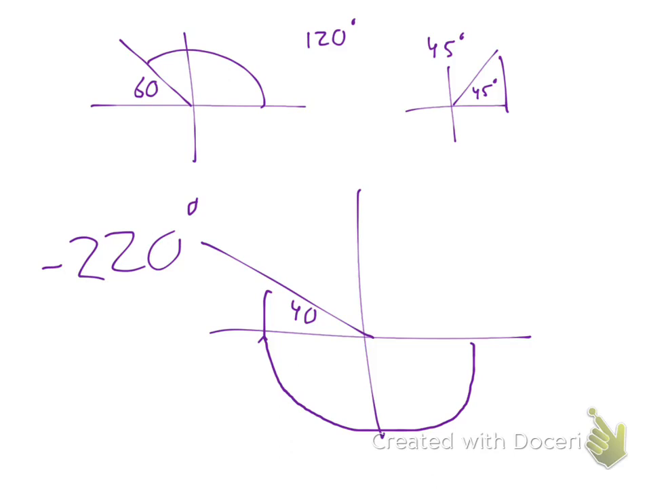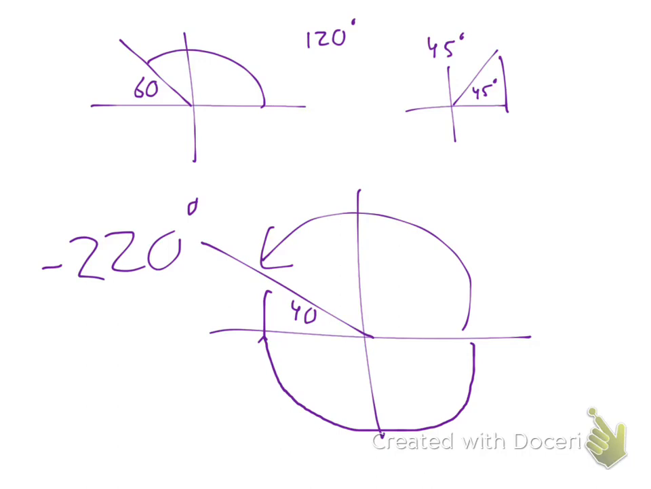40 is the reference angle to negative 220. I do believe, and I'm not 100% sure, did we talk about coterminal angles? No. Okay. Coterminal angles are things like negative 220 and this angle. What's that one?